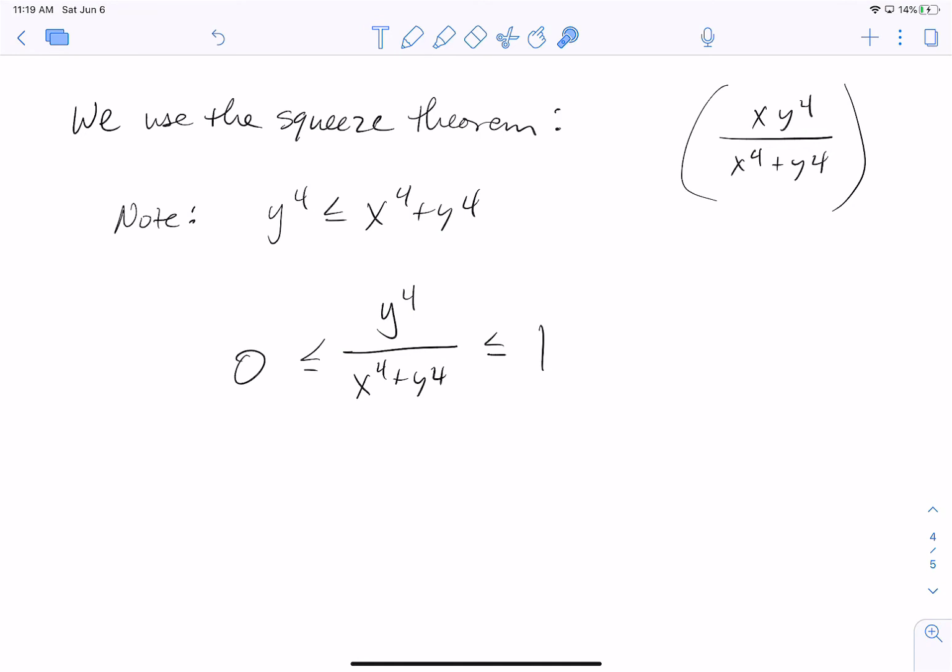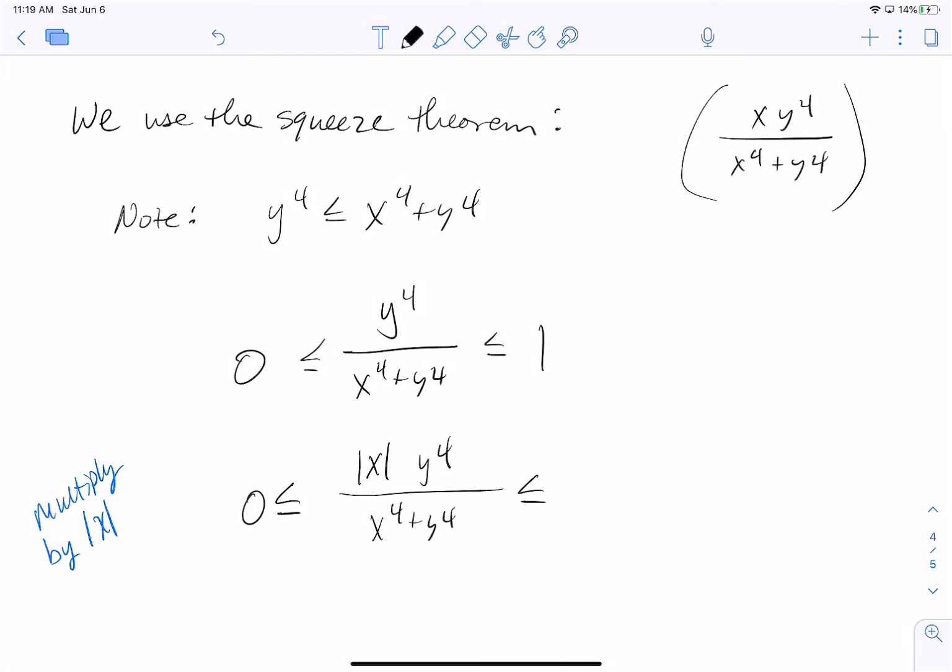We haven't yet built the expression that we were originally considering, though, and we actually aren't going to build it identically, but what we're going to do is multiply all three parts of this inequality by the absolute value of x. We end up with 0 is less than or equal to the absolute value of x times y to the fourth divided by x to the fourth plus y to the fourth, which is less than or equal to the absolute value of x.